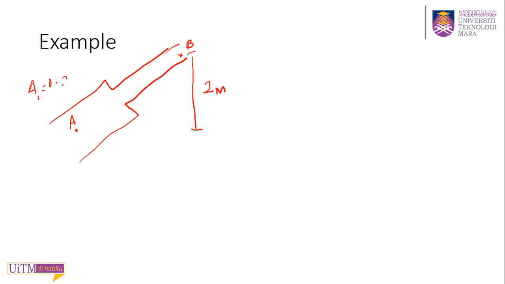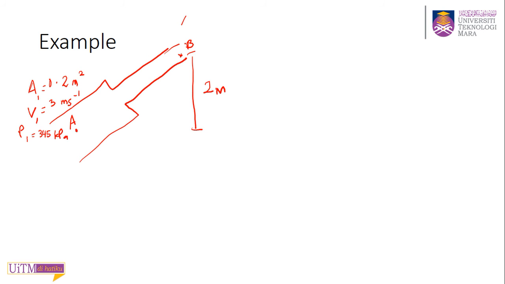0.2 meter squared, and they give you the velocity at point 1, which is equal to 3 meters per second. Okay, and they give you as well the pressure. The pressure at point 1 is equal to 345 kilopascal.